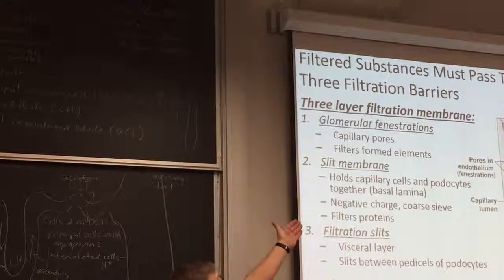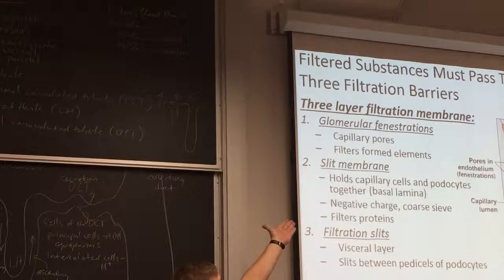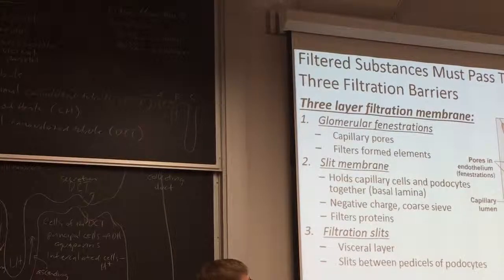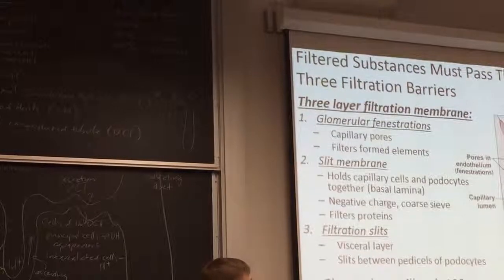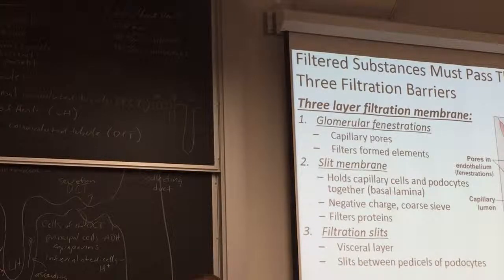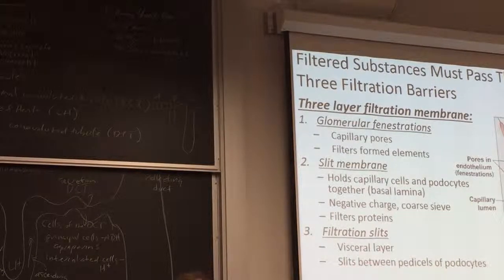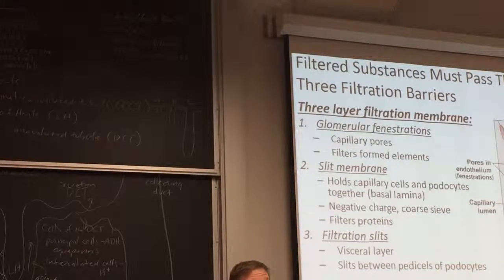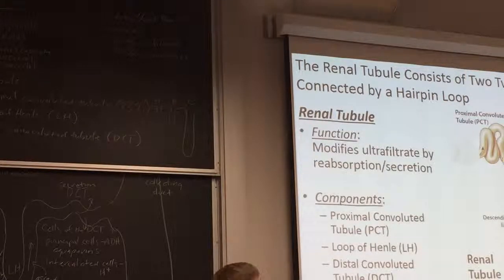So in terms of the filtration membrane, we've got the fenestrations within the pores, right? That makes it more permeable. We've got the slit membrane that helps filter things. We've got the filtration slits that provide an actual physical barrier to the large molecules getting through. And again, ultimately, it makes the glomerulus much more permeable, 100 or in some cases even 1,000 times more permeable, yet also much, much more selective than a normal capillary. And so it's really well designed for its purpose.